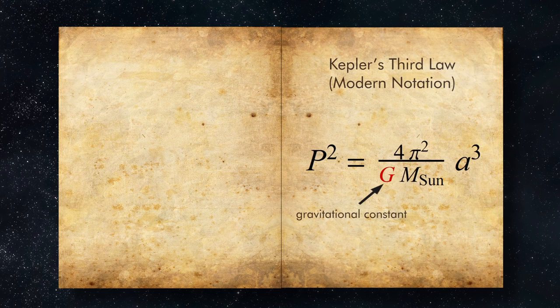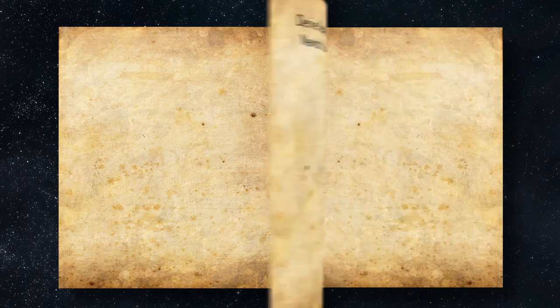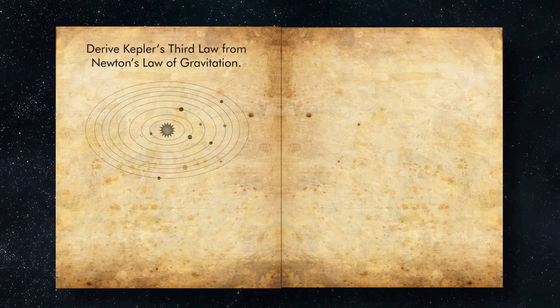G is the gravitational constant, which might look familiar if you've ever seen Newton's law of gravitation, which states that the force due to gravity equals G times big M times little m, all over the distance squared. Actually, you can derive Kepler's third law from Newton's law of gravitation. Although, of course, Kepler didn't know that.